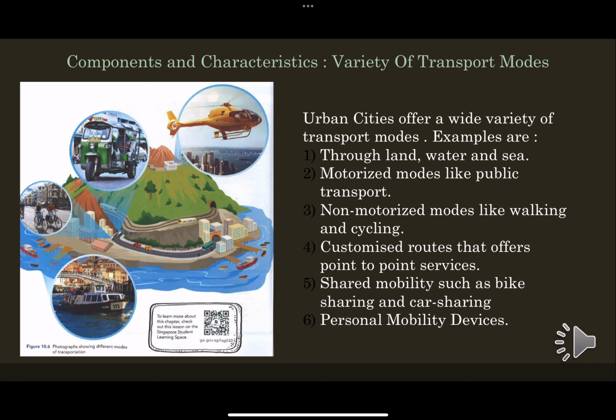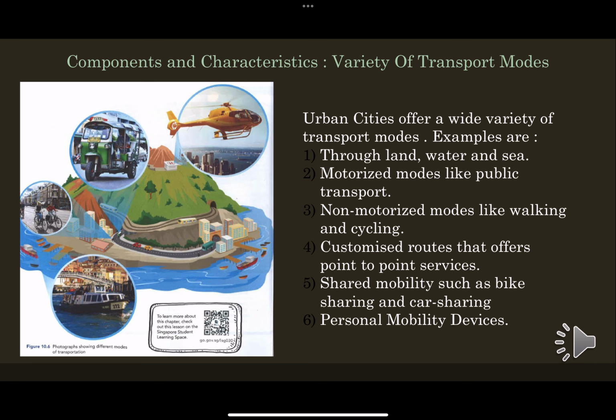In this next part of our study on components and characteristics of transport system, we are going to look at variety of transport modes. The way people and goods are moved depends on the variety of transport modes offered in cities. Urban cities generally offer a wider variety of transport modes as compared to rural areas.